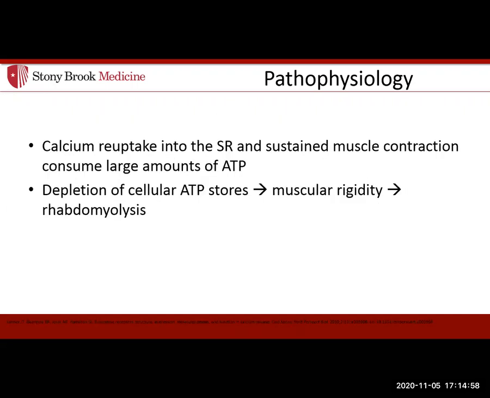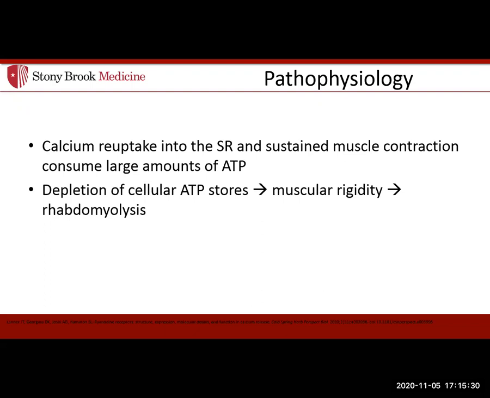And when calcium is taken up into the sarcoplasmic reticulum and we have sustained muscle contraction, this will consume a large amount of ATP. And so when our ATP stores are depleted, this is also another mechanism behind muscle rigidity in malignant hyperthermia. And this most likely will lead to rhabdomyolysis in many of our patients. So in one of the fulminant cases of malignant hyperthermia, you will see patients with excessive rhabdo. So some things to monitor for them would be their CPK, for instance.